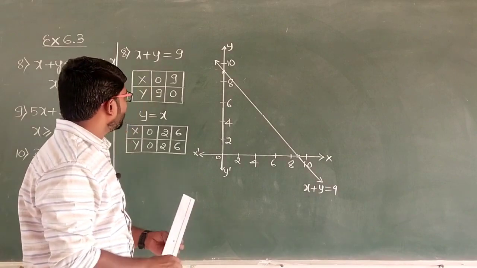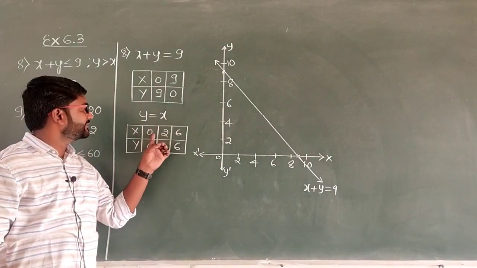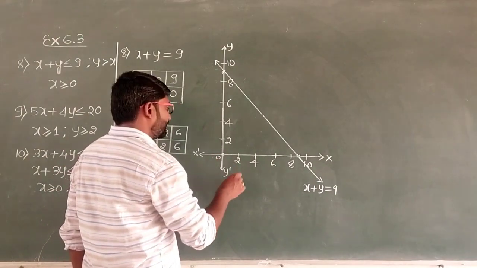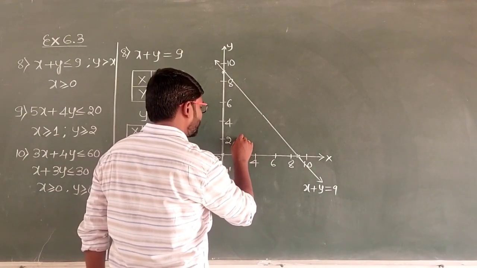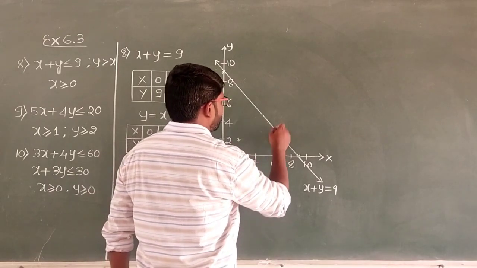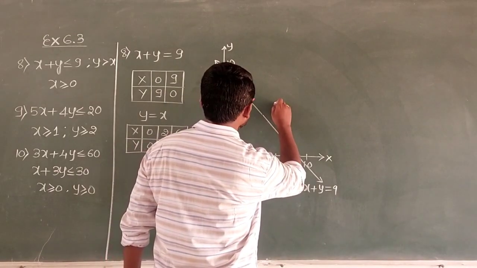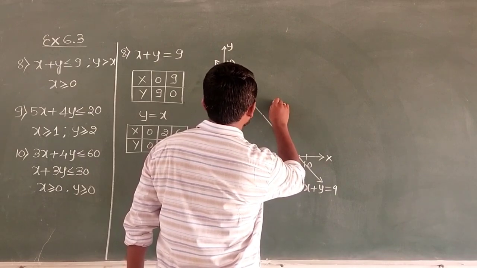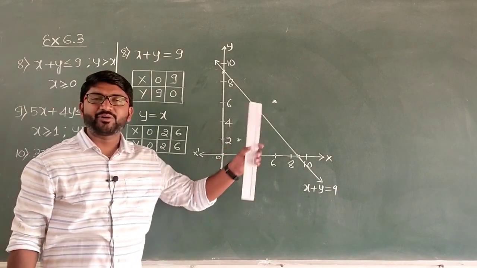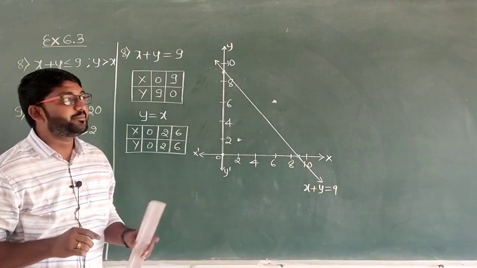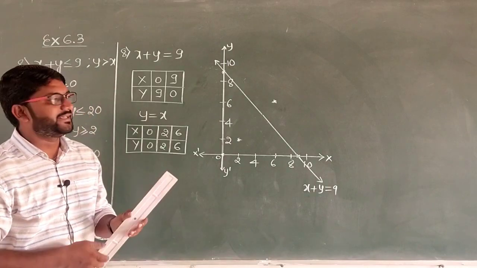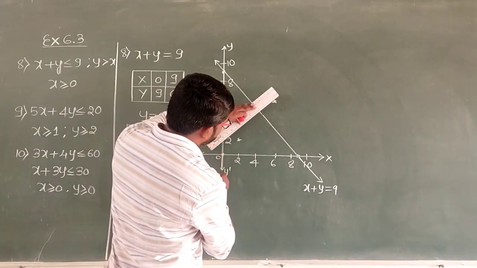Then we have to go for another equation, y equal to x. x 0, y 0, so one point is at the origin, then another point x 2, y 2, so somewhere here, and then x 6, y is also 6. Now we have to join all these 3 points with a dotted line because it is y greater than x. That is nothing but a strict inequality.